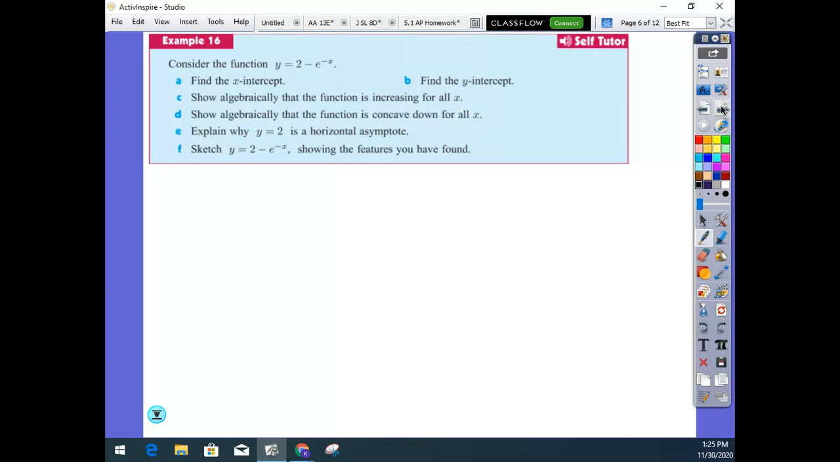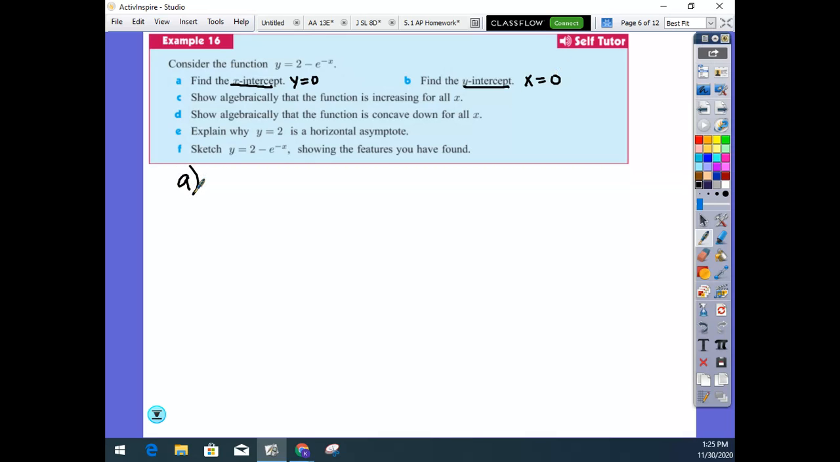All right, example 16, I gave you a lot more room. You're gonna want your, I think you might want your calculator. I'm not sure. All right, let's think about what does it mean for the x-intercept and y-intercept. The x-intercept is where y is 0, and the y-intercept is where x is 0.